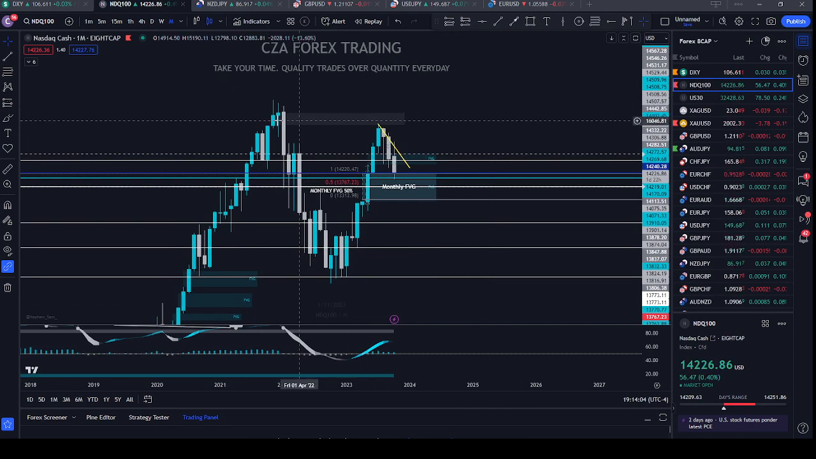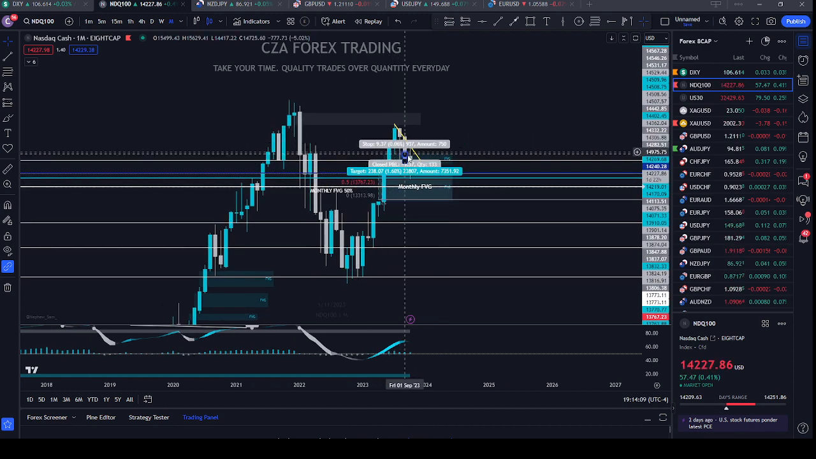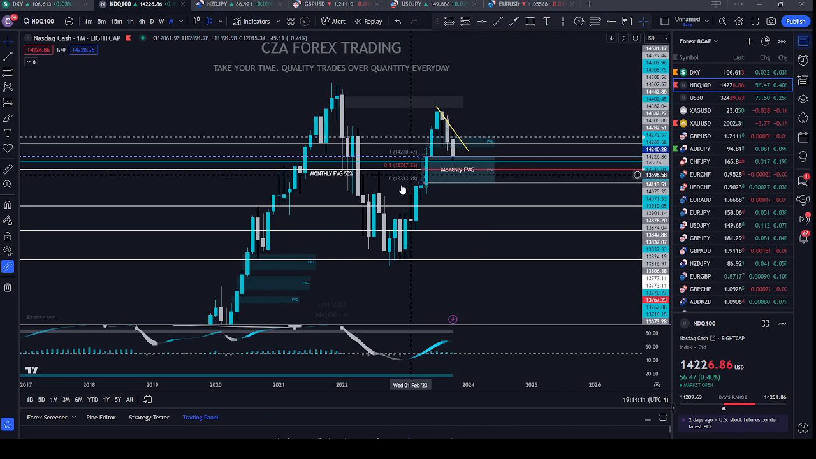So NQ, waiting for it to come down to this monthly fair value gap. It's been breaking through everything else, bearish candles. If you can see over here on the left hand side, if we look left, we did have a displacement over here that left a fair value gap, an imbalance. That 50% range was tapped into.